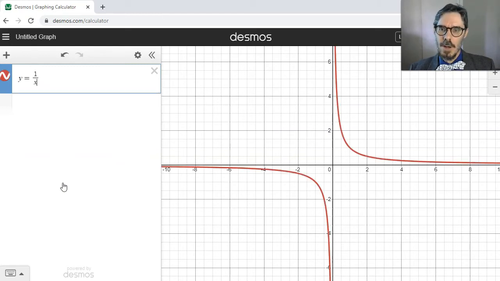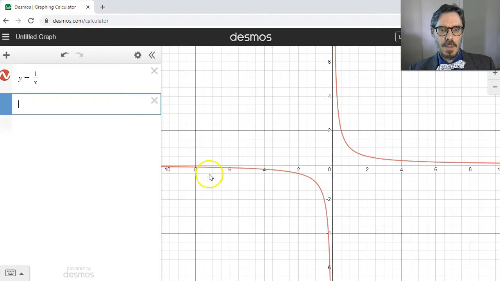So I end up with a graph that looks like that. There's an asymptote here at y equals 0. But there's also a vertical asymptote at x equals 0. The y-axis is another asymptote.